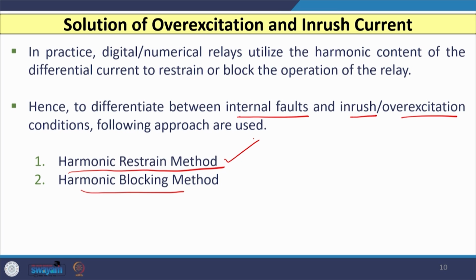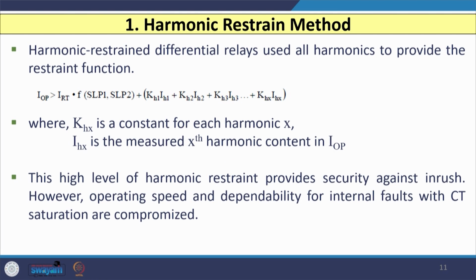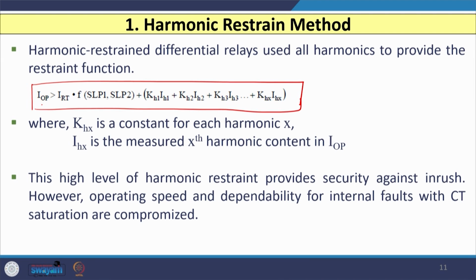Now, to understand this, let us consider the first method, that is harmonic restraint method. Harmonic restraint differential relays utilize all the harmonics to configure the restraint function, and this is given by this equation. Here you can see that in this equation operating current is greater than the restraining current multiplied by the function of some slope values, that is slope 1 and slope 2, assuming we are utilizing dual slope characteristic.